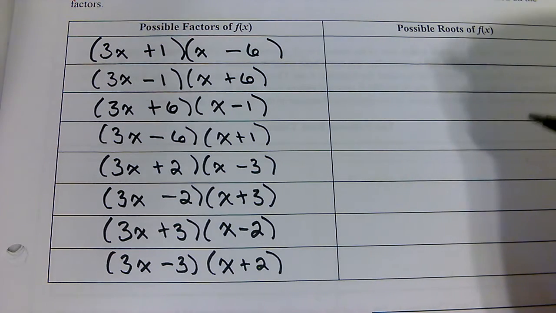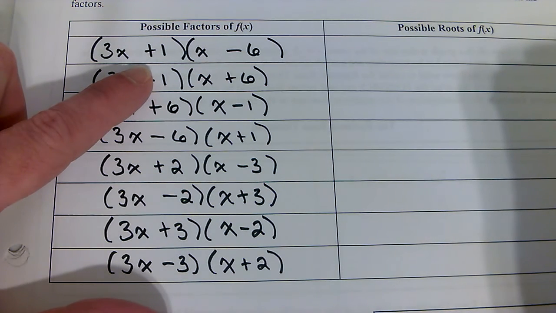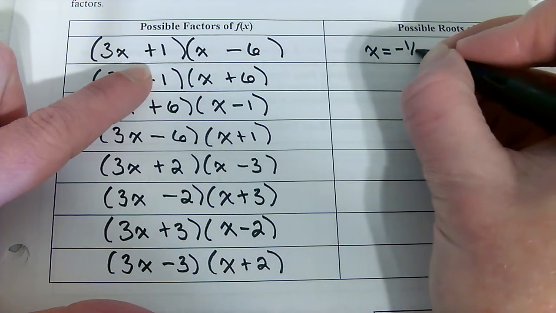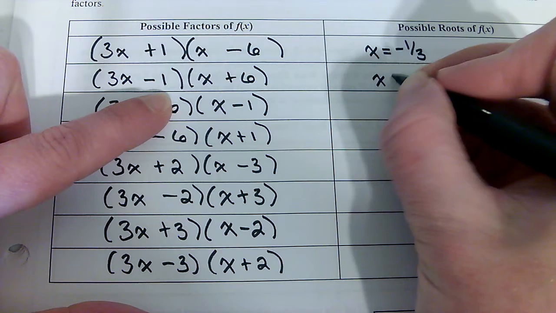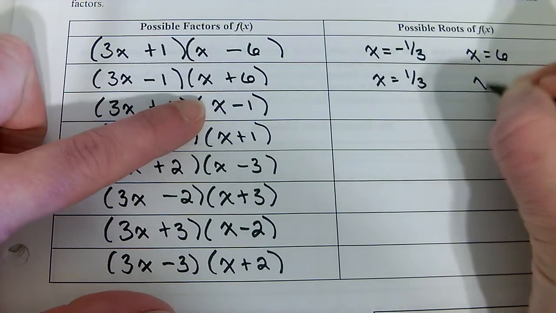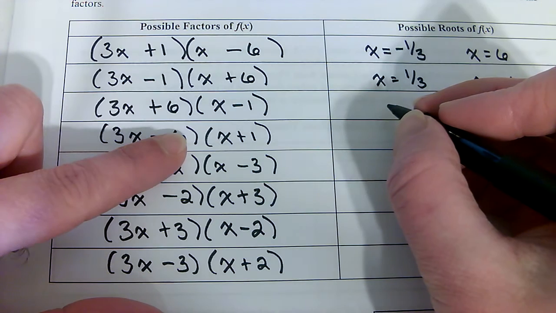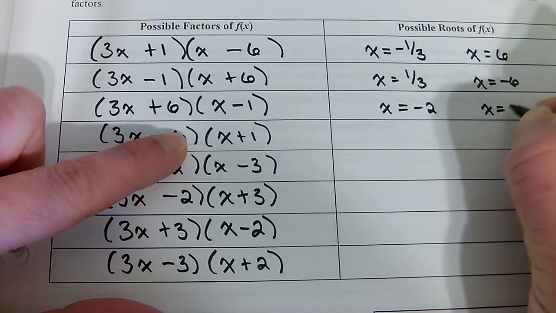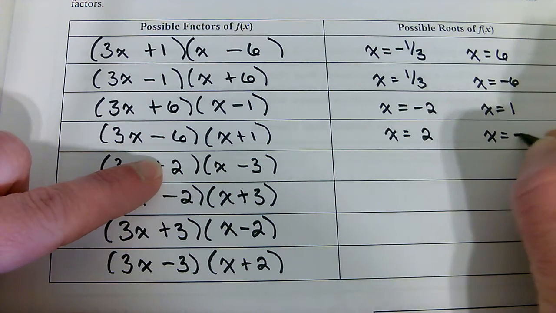Now, for each of these options, we have possible roots. That would mean if we took each factor and set it equal to 0, what would be my possible roots here? So this one would give me a -1/3, and this would be a +6. This would be a +1/3 and a -6. This would be, let's see, -6 and then divide by 3. This would be a -2 and a +1. This would be a +2 and a -1.